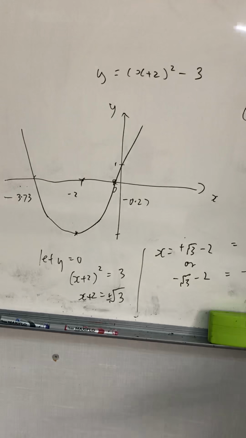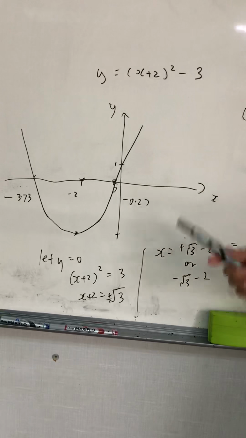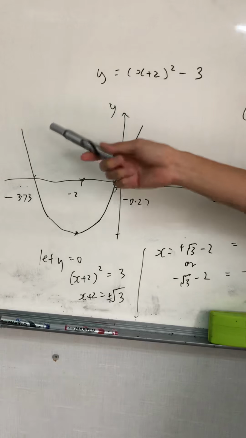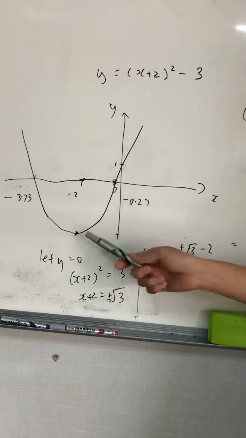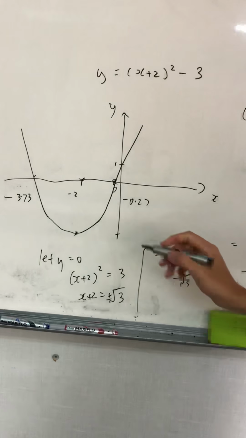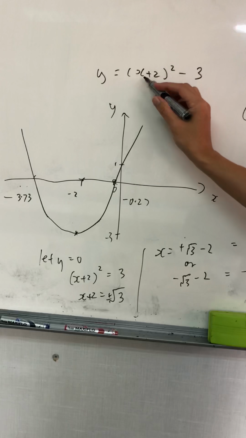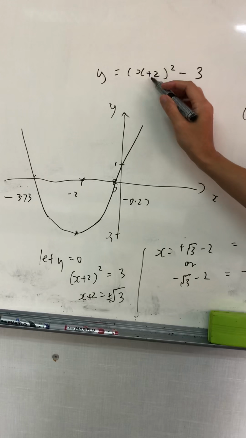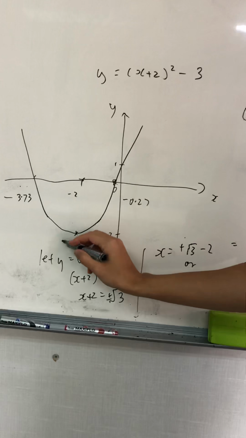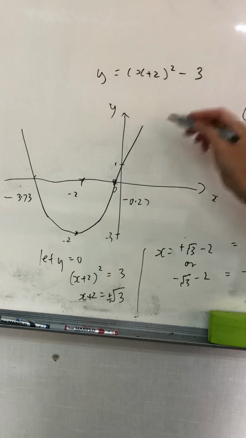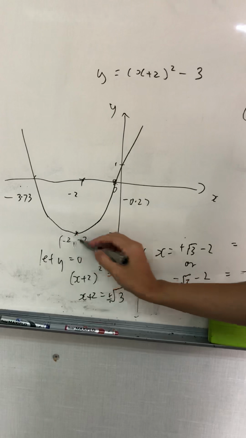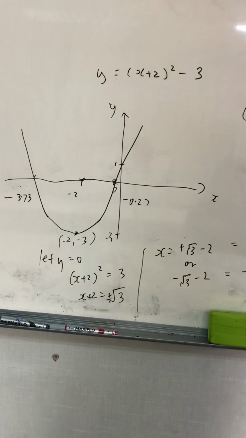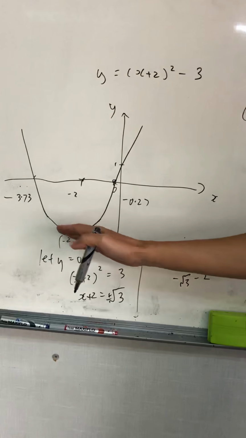Right. First thing to determine, is it a U shape or an N shape? So we know it's a U shape. Next, find the minimum point. So how to find the minimum point? This value, this is a plus 2, invert, so become minus. Then just take this value as it is, bring down. So negative 2, negative 3 is the minimum point. So once you have this, you draw like a small U shape here.